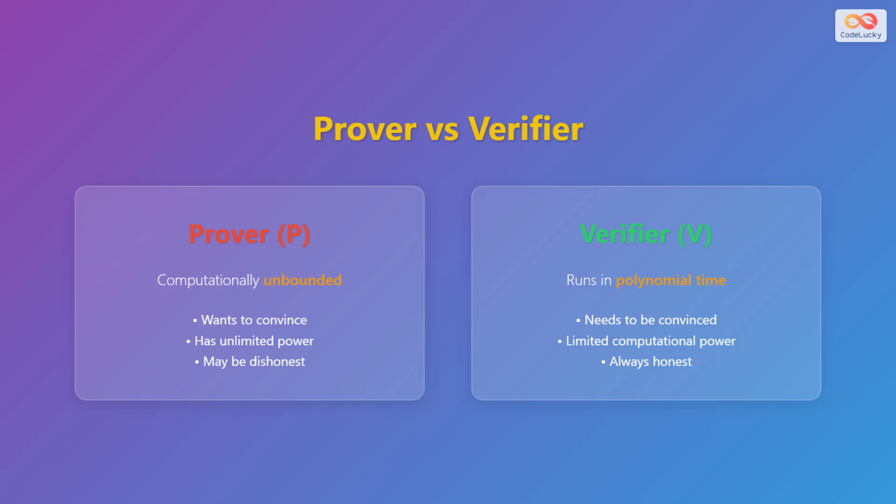In an interactive proof system, there are two distinct entities, the prover and the verifier. The prover is computationally unbounded, meaning it has virtually unlimited computational resources. Its goal is to convince the verifier of a certain statement. The prover has unlimited power but may potentially be dishonest. On the other hand, the verifier runs in polynomial time, indicating it has limited computational power. It needs to be convinced by the prover and is always honest.